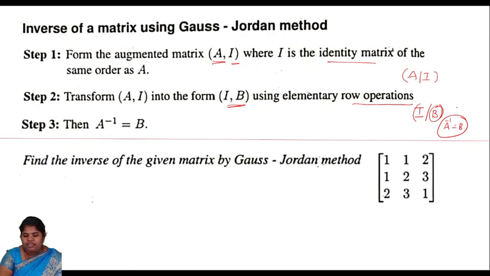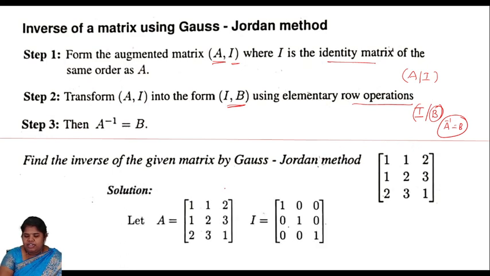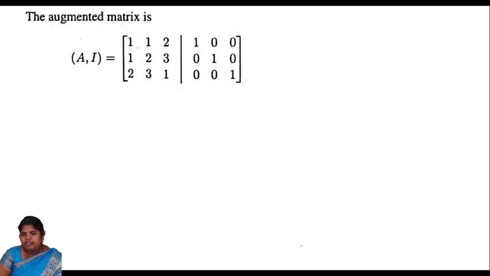Now find the inverse of the given matrix by Gauss-Jordan method. This is A. A matrix is of order 3 by 3. So the identity matrix is of order 3 by 3. Now combine A and I. So A and I are combined together. We are going to convert this A into identity matrix. That is, we should have elements only in the diagonal, other elements should be 0. While applying elementary operations, we should apply for these rows also.